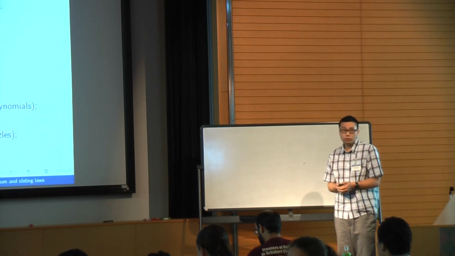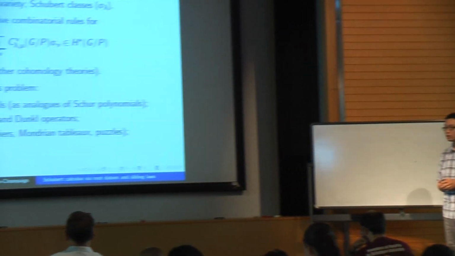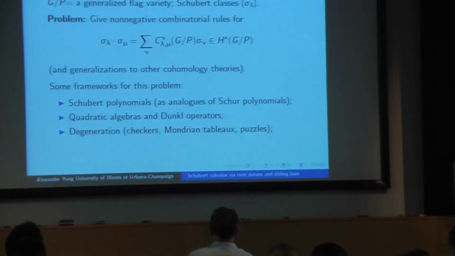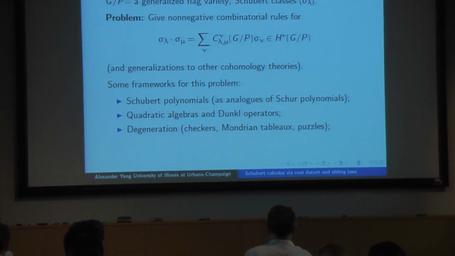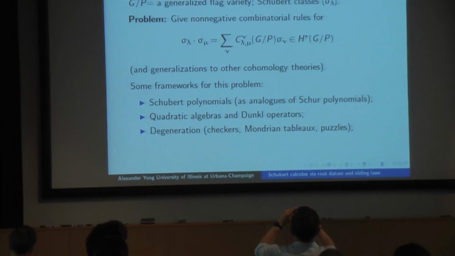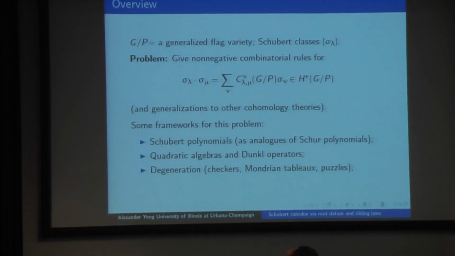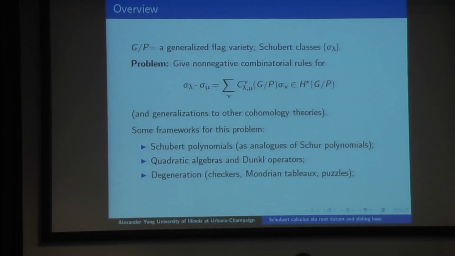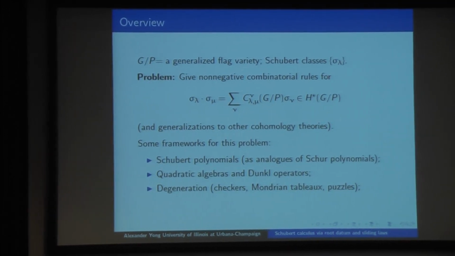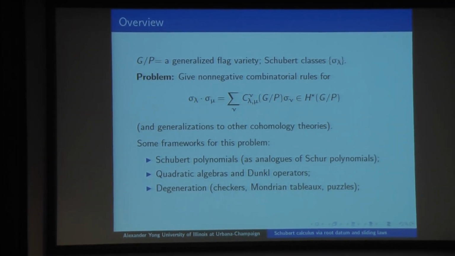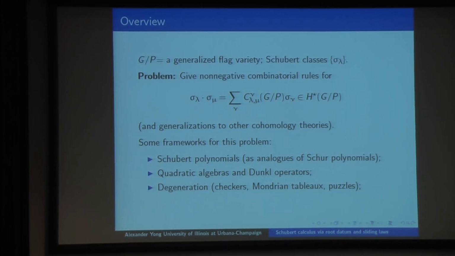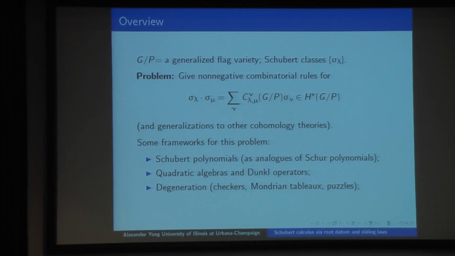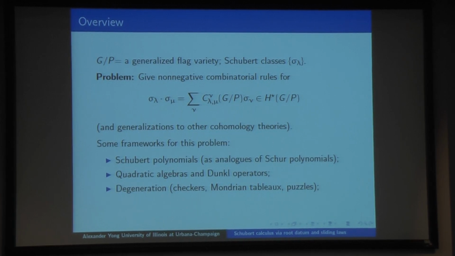So I'd like to continue the conversation that Anders started this morning about the old problem. If you have a generalized flag variety G mod P, how do you determine rules for the Schubert structure constants? These are universal coefficients, not only in cohomology, but even for some other generalized cohomology theories.